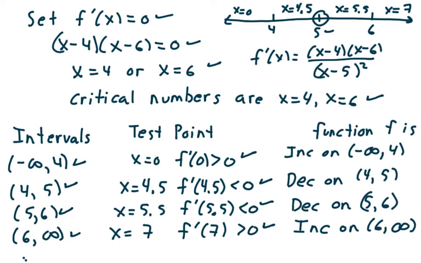And so when the derivative is positive, you're increasing on the interval negative infinity to 4. Since the derivative is negative at x equal 4.5, the function is decreasing. DEC is for decreasing on the interval 4 to 5. And if f prime of 5.5 is negative, you're decreasing on 5 to 6. And f prime of 7 is positive, you're increasing on the interval from 6 to infinity.